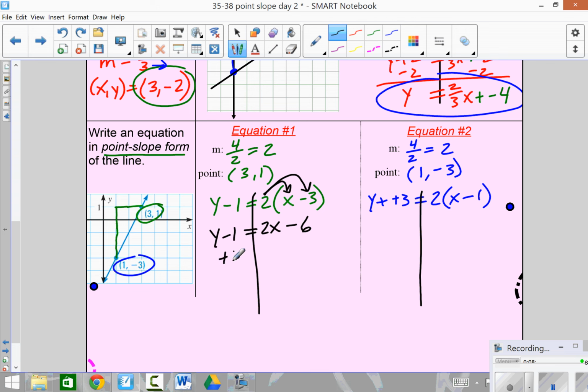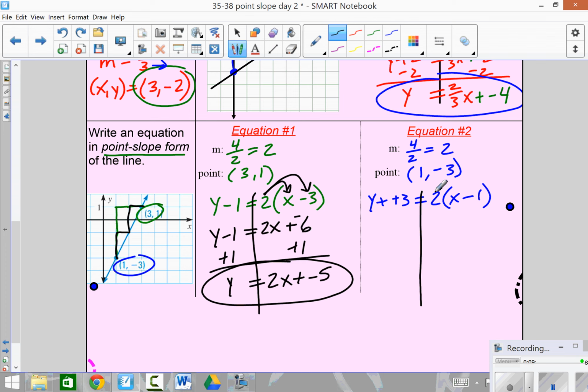And then I'm going to add 1 to both sides. I'm going to get y equals 2x. I'm going to stop, chop, chop this. This is a negative 6 plus 1, which is a negative 5. So this one comes out to be y equals 2x plus negative 5, which I can see is 0, negative 1, 2, 3, 4, 5. So it does have a y-intercept of negative 5. And it has a slope of 2. Rise 2 over 1. 2 over 1.